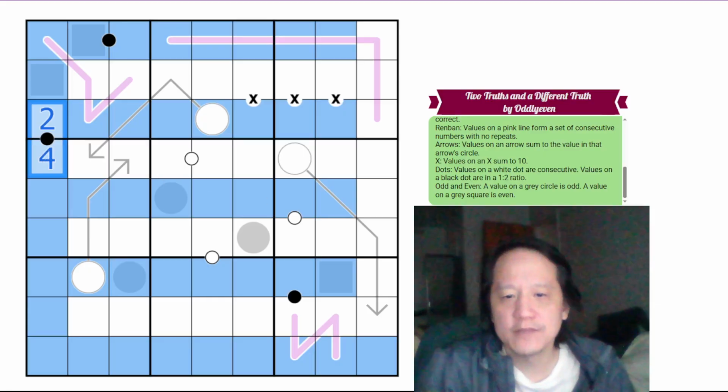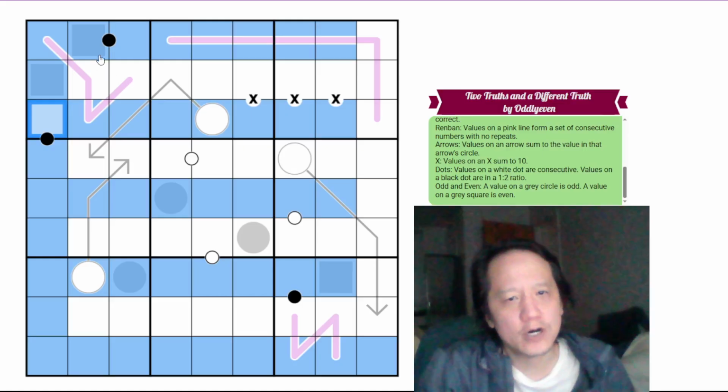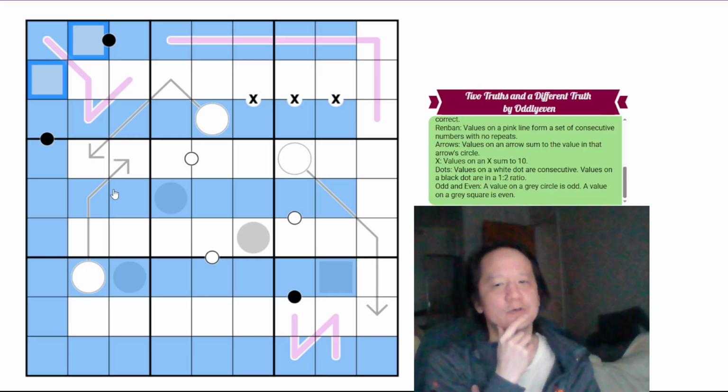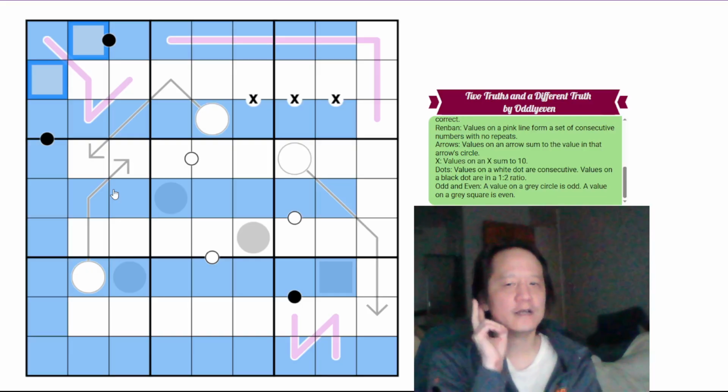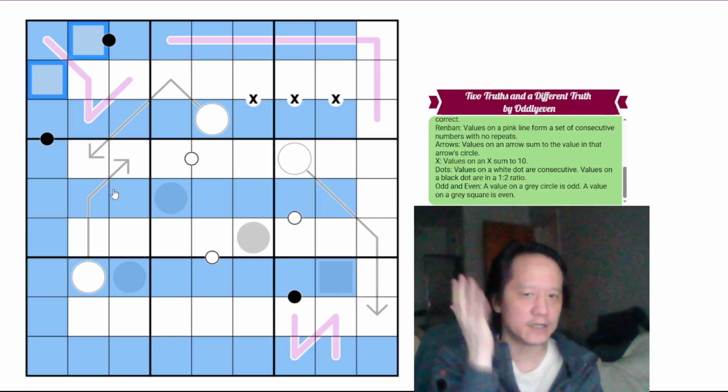And then finally, we have odd and even. Oh, that's interesting. Where the value on a gray circle is odd, and the values on the gray square are even. Huh. Okay, I'm seeing something there too. So again, for each of these, the red band arrows, X, dots, and odd and evens.